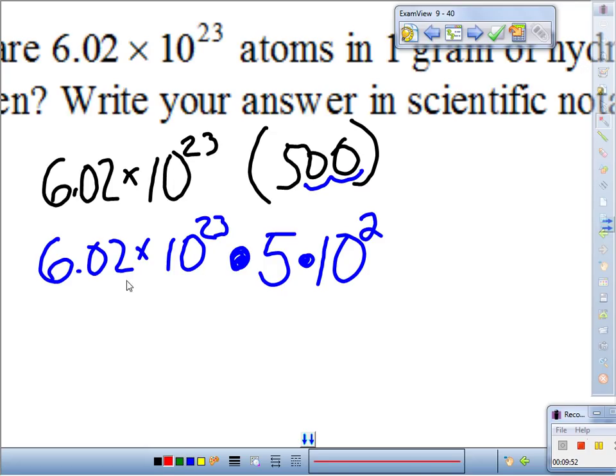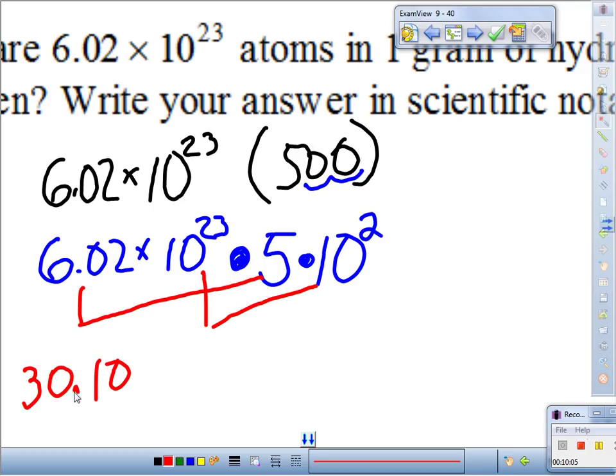Since we have multiplication all the way through, I'm going to multiply numbers times numbers and bases times the same base. Therefore, 5 times 6.02 is 30.10. Are these the same base? Yes. So it's times 10. What happens to the exponents when we multiply? Add, so that becomes 25.